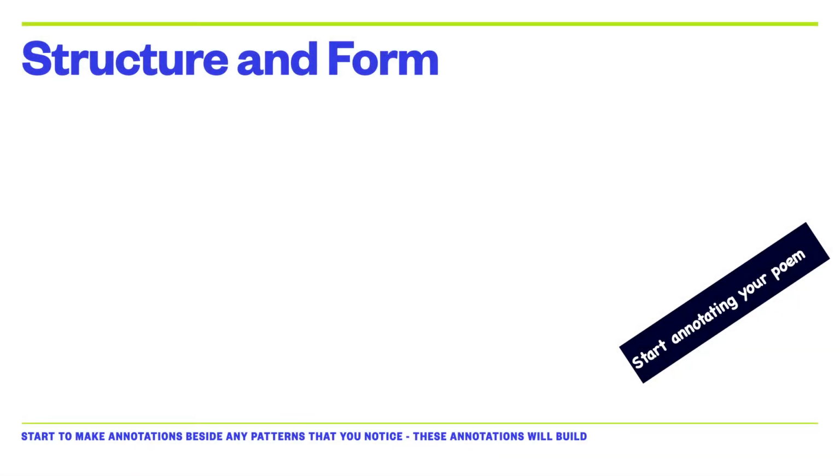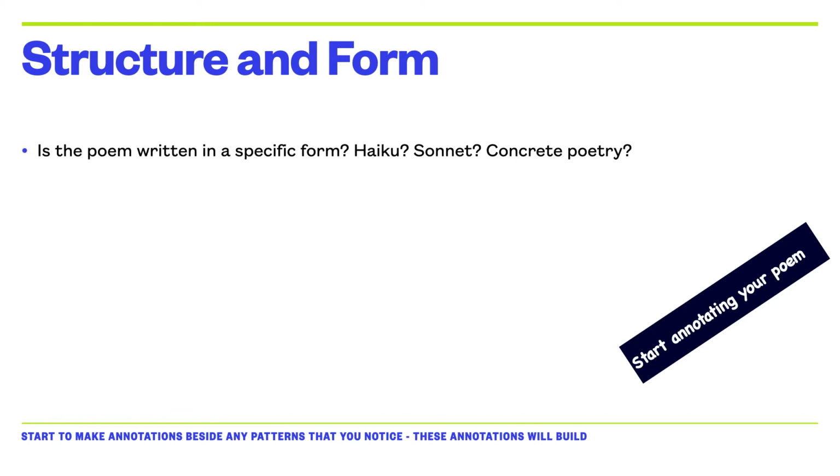Now that you've picked your 2 poems, I then want you to go into pairs. So one half of the pair looks at one poem and the other half of the pair looks at the other poem. And you've already got notes, hopefully, on what the poem is about. Now you're looking at structure and form. So is the poem written in a specific form? Haiku, sonnet, concrete poetry?